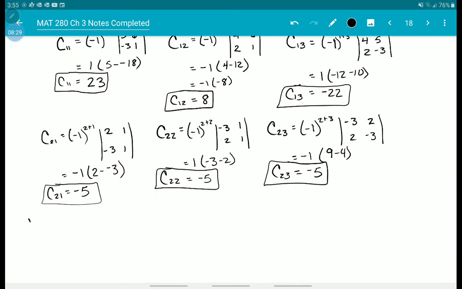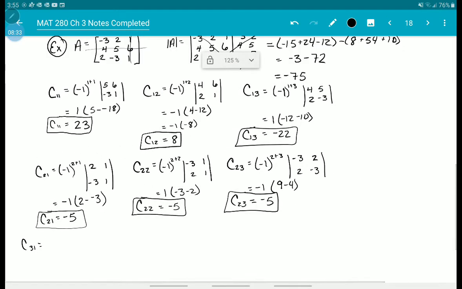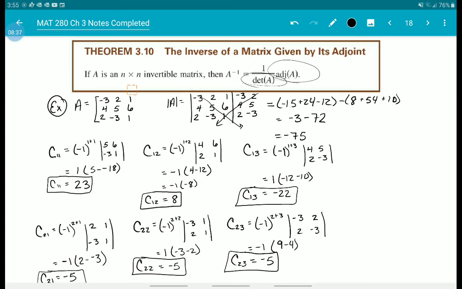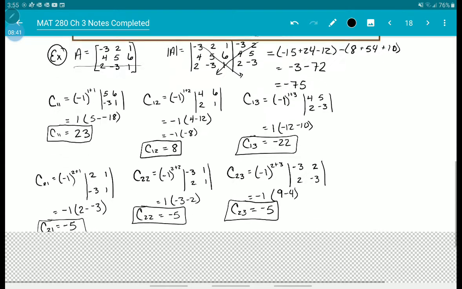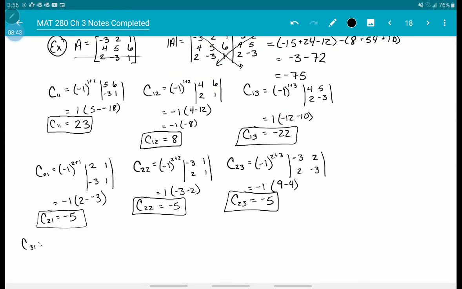So then C31. So we are now taking out that bottom row. So we have negative 1 to the 3 plus 1 times the determinant of 2, 1, 5, 6. Negative 1 to the fourth is a positive 1.